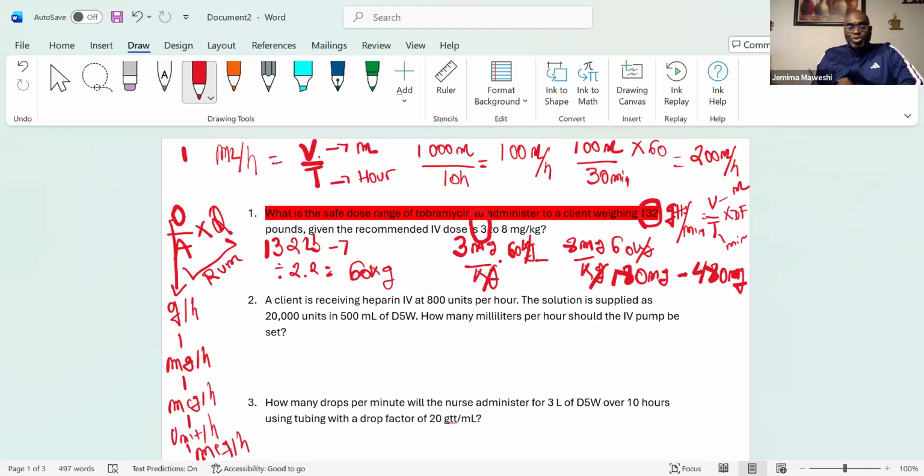Let's look at number 2. You see, number 2 right here, we are looking for milliliter per hour. But remember, milliliter per hour can go 2 ways, either volume over time or dosage calculation. So I can call this my volume right there. But where is the time? You don't see the time. Do you see the word over? No. So this one here, you find yourself at the dosage calculation side.